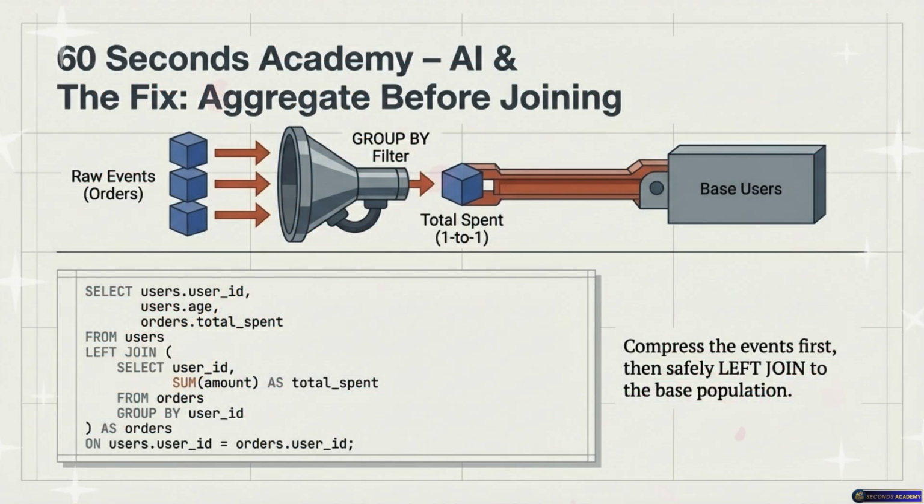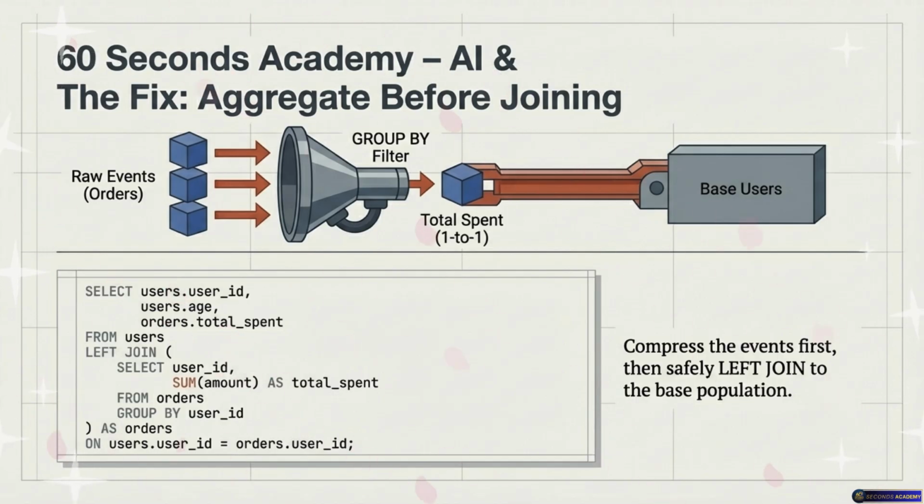Oh, I see. You are forcing the database to compress all those individual actions. You roll all three of their past transactions up into one neat little summary package. Exactly. You reduce the complex event data down so that it matches the granularity of your base table, which is exactly one row per user. Nice. This virtual table now has one row for user 101 with a calculated column for total spent.